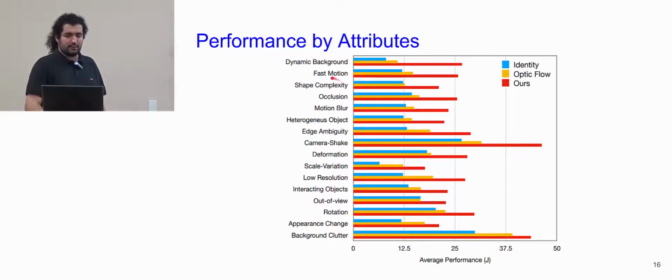This is the performance by attributes plot. Their method really beats optical flow in dynamic background, fast motion, shape complexity, and occlusion. There's a huge gap between optical flow and the proposed method. But both optical flow and the proposed method suffer from scale variations. This is one of the problems they need to solve.